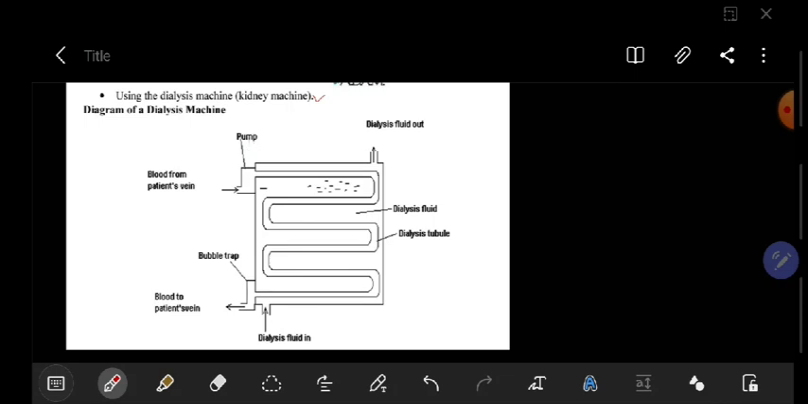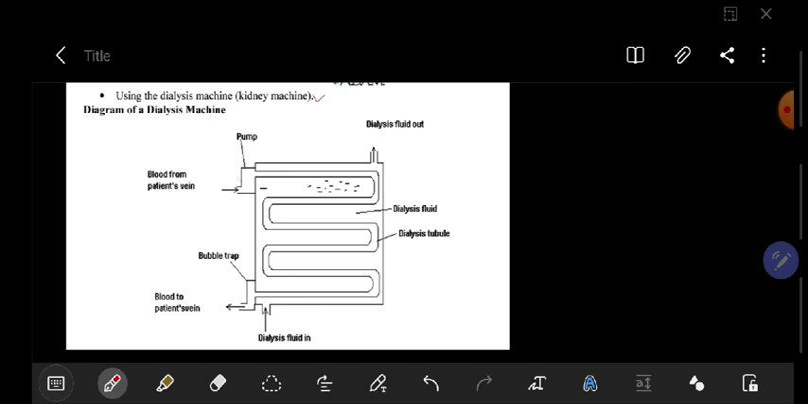You have a pump there. You have blood coming from a patient's vein. Then we have a bubble trap here, blood to the patient's vein, just like that. Now, this kidney machine contains very thin tubes called the dialysis tube, which carries the blood from the vein, and also the blood back to the patient's vein.